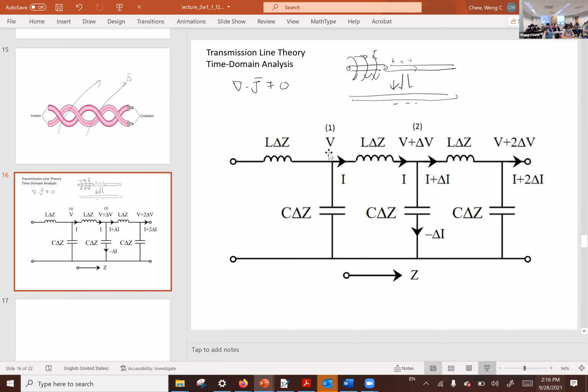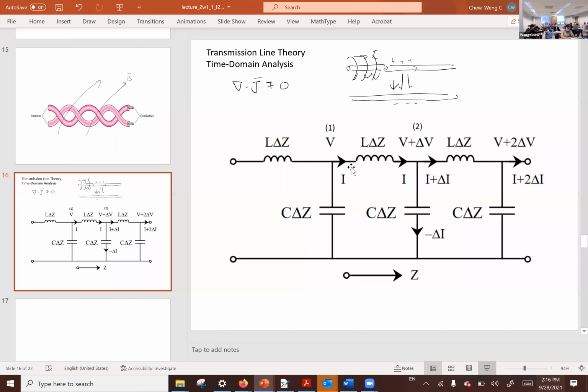The only thing is that the voltage is not a constant. Okay, the voltage is not a constant. So let's assume that they differ from each other by just a little bit, called delta V, and then by 2 delta V two times down the line. And the current is not going to be constant also. Okay, as we argued just now, the current is not going to be constant.